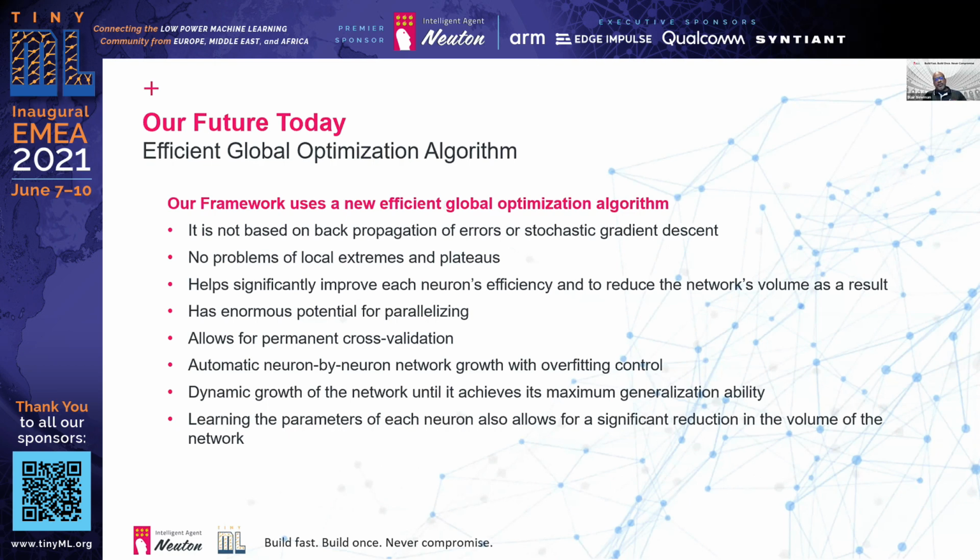And as we're building our models, it allows us to have permanent cross-validation. Our models, as we are building them neuron by neuron, also include overfitting control along the way. So our models build dynamically, which allows us to achieve the maximum generalization ability. Ultimately resulting in a model that is extremely compact and allows you to reach your requirements in one iteration.